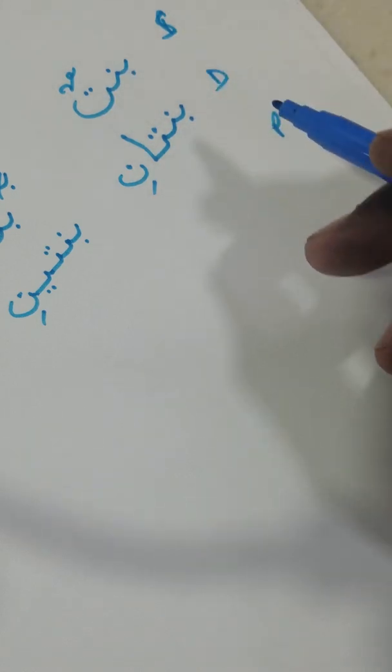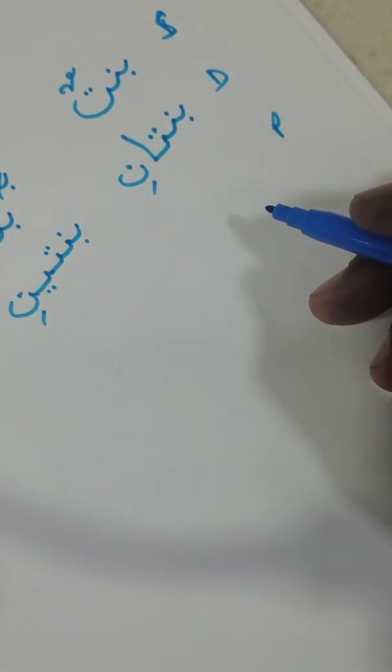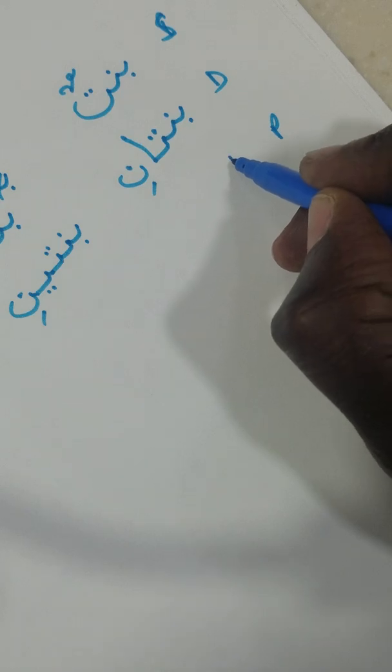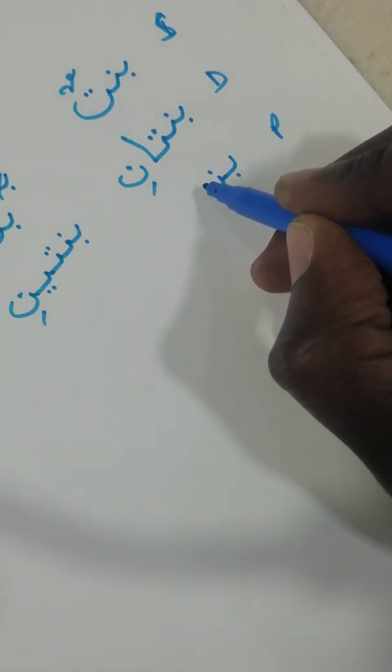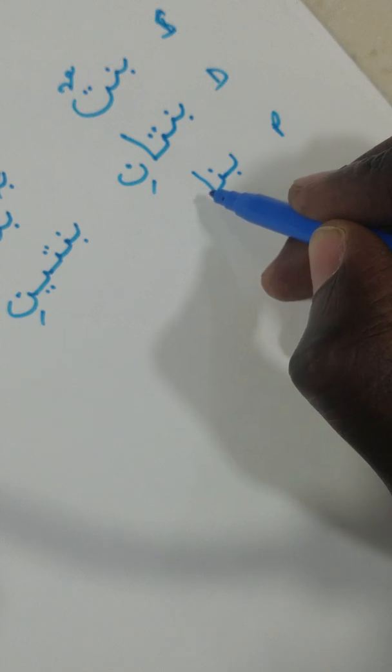Let's go now to the plural. The plural for bint is banat. You see, we are now adding the same thing, complex and simple. Now, the plural for bint is not bintat, something like that. No, this is banat, because you're adding at.